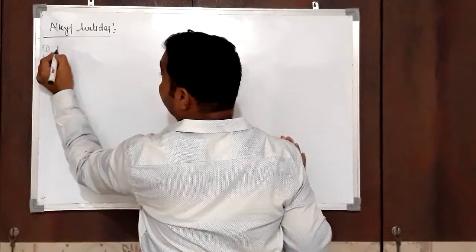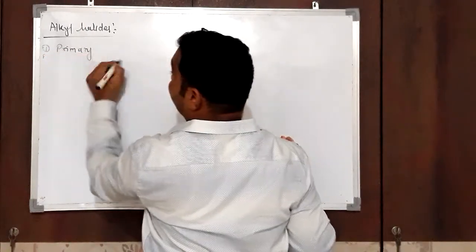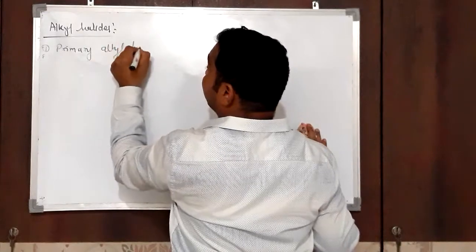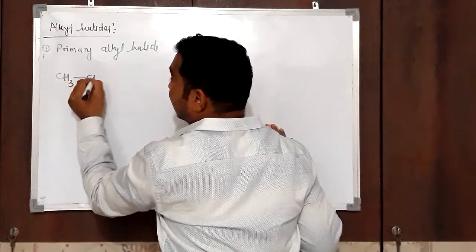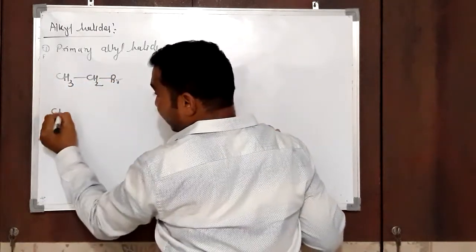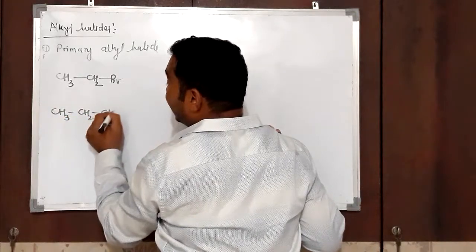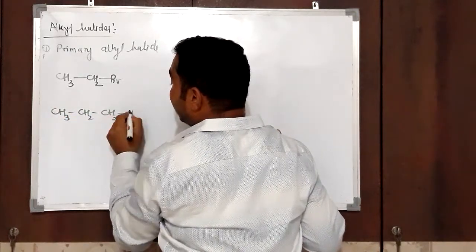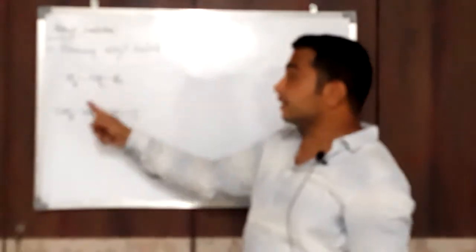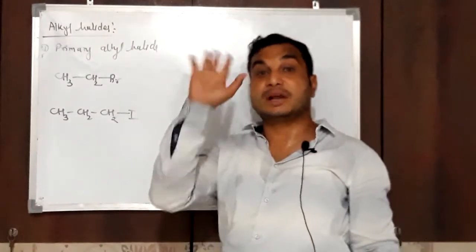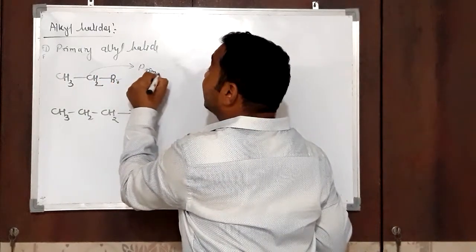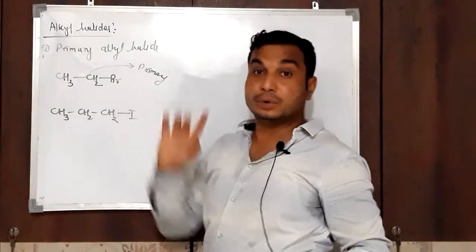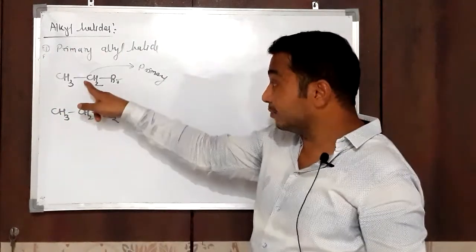First, primary alkyl halide. Remember, primary, for example, ethyl bromide, N-propyl iodide, and many more. In this alkyl halide, see, the halogen atom is attached to carbon, and that carbon is primary. The carbon bearing the halogen atom is of primary type. Primary means this carbon is attached to only one more carbon directly. That is the primary carbon atom.